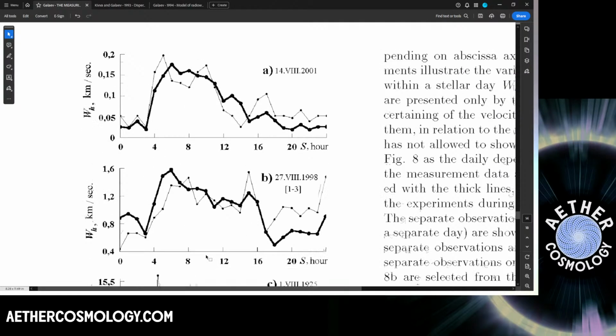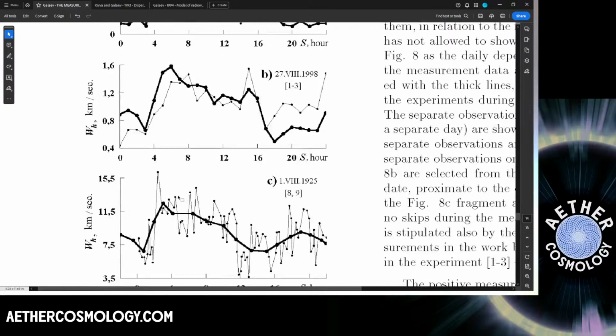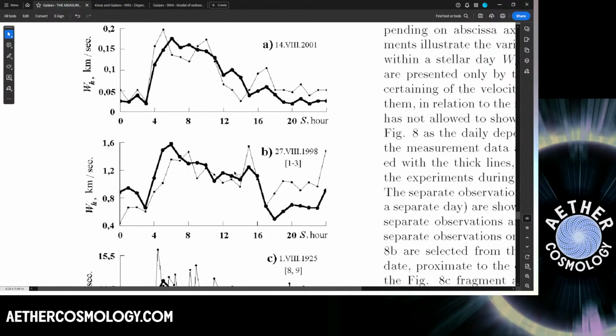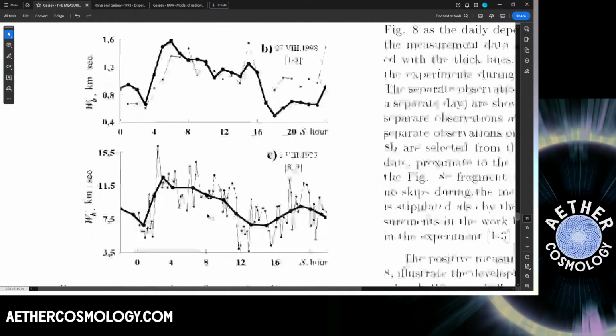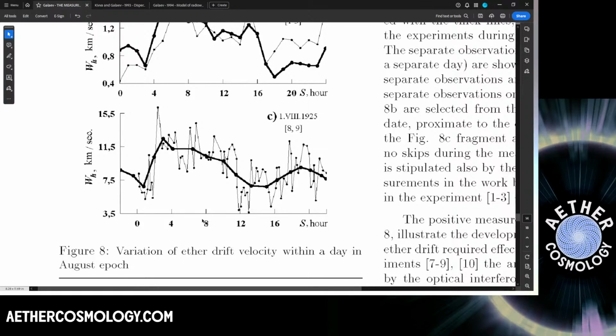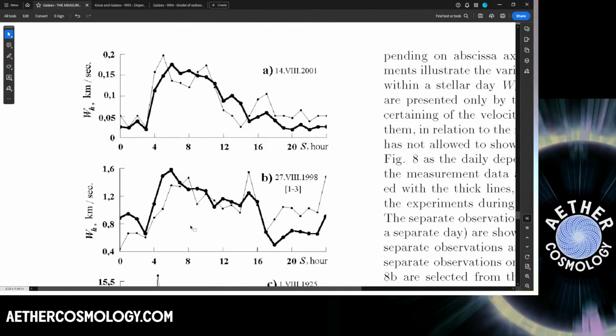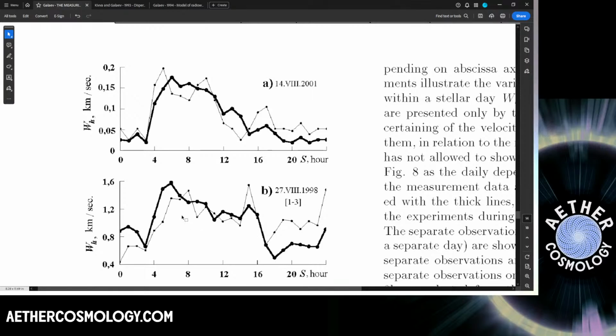Indubitably. So, a translation of motion that matches sidereal time, where the fluctuations reach their minimum and maximum dimensions corresponding to sidereal time. Sorry. It's crazy. That's actually absolutely crazy. Couldn't possibly be an ether wind.